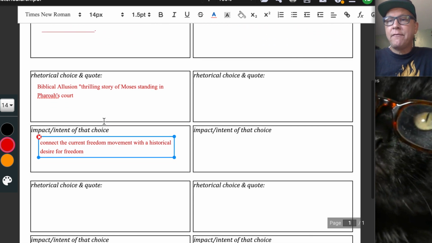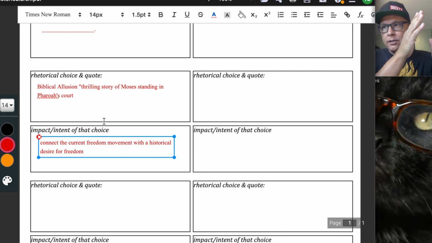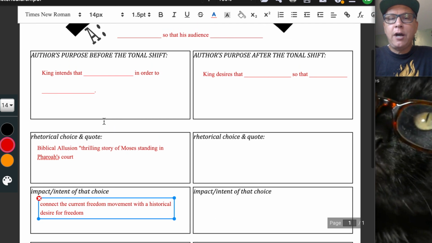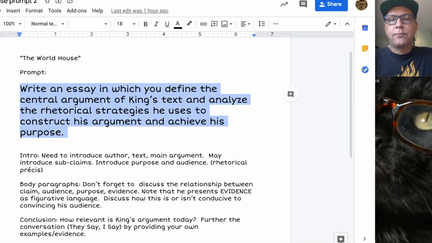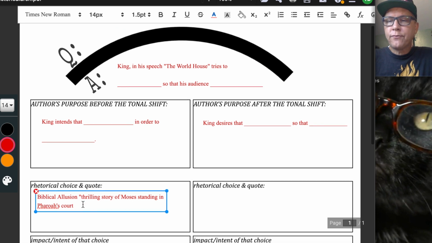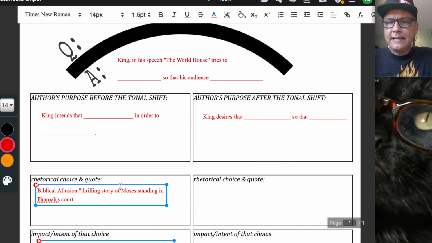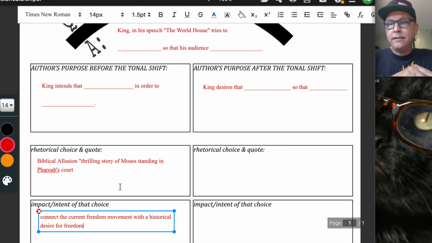And so then you can see I have a very tight paragraph here where I'm intentionally discussing how the author achieved the purpose. And if we go back to the prompt, right, that's exactly what the prompt is asking me to do. Analyze the rhetorical strategies used to achieve the purpose. And so as long as I stay in this kind of framework and use this as a brainstorm and a roadmap to writing the essay, I'm going to stay focused and be able to fulfill the prompt.